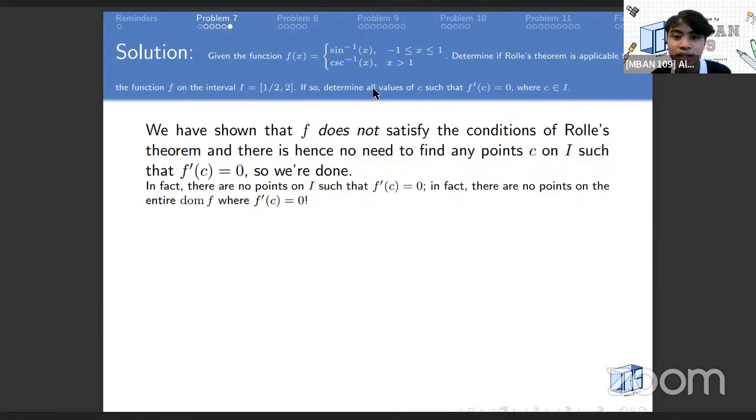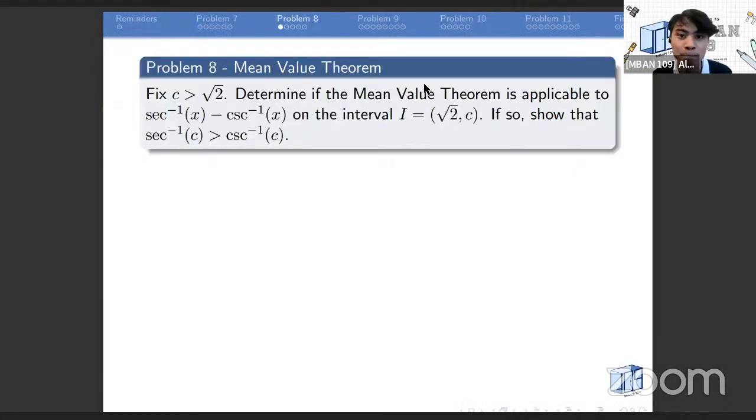So yan, we have shown that f does not satisfy the conditions of Rolle's theorem, and there is hence no need to find any points c on the interval I such that f prime of c is equal to 0. So we're done. In fact, there are no points on I such that f prime of c is equal to 0. Also, there are no points in the entire domain of f where f prime of c is equal to 0.